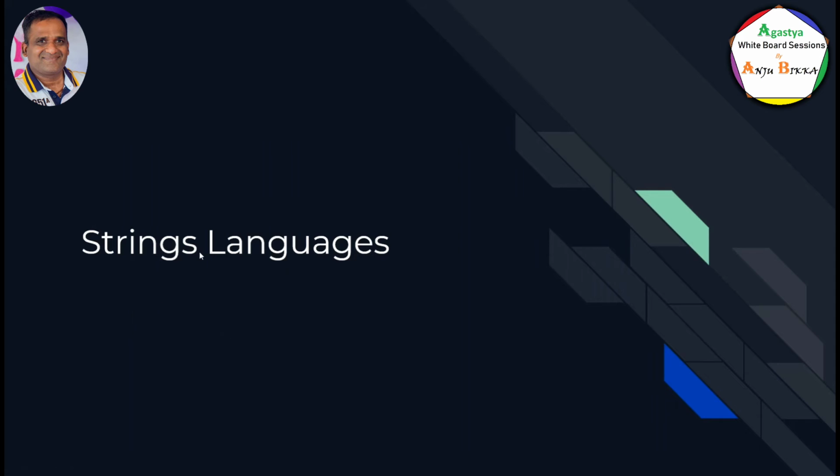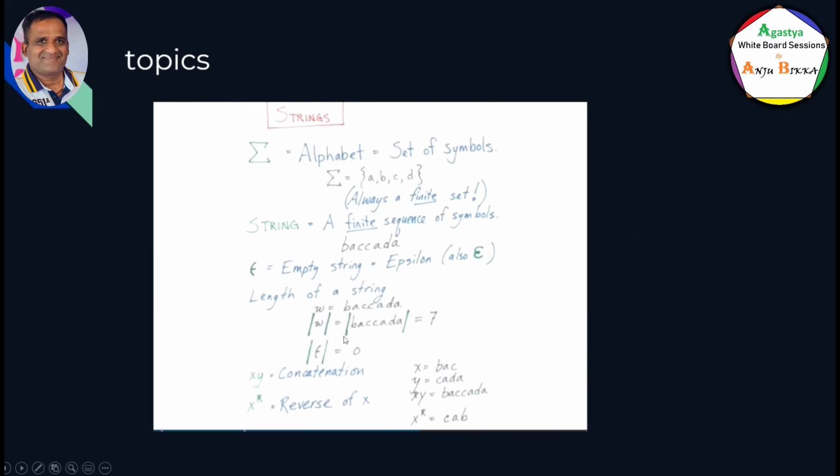Now we are going to elaborate. This is very important to understand: strings and languages. What is a string? What is a language? How to represent the strings? So the topics we are going to cover: the alphabet.